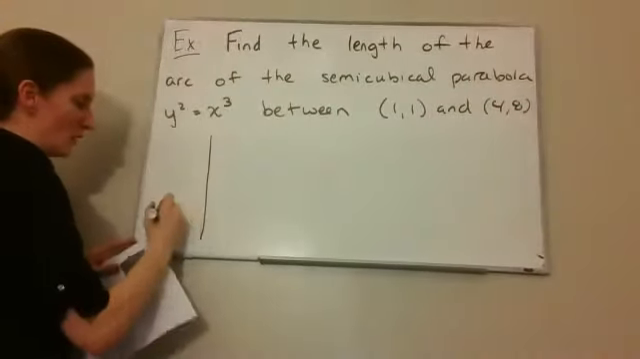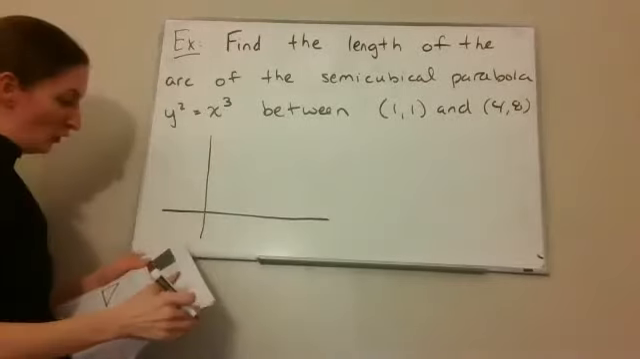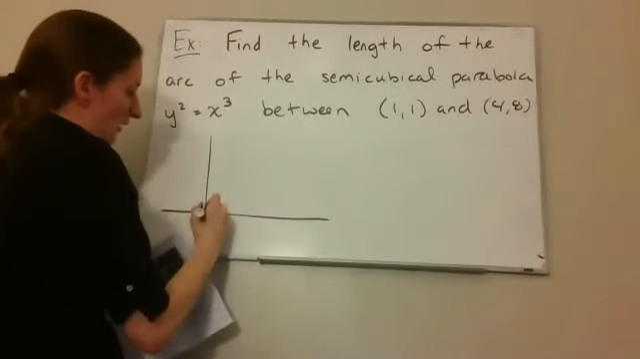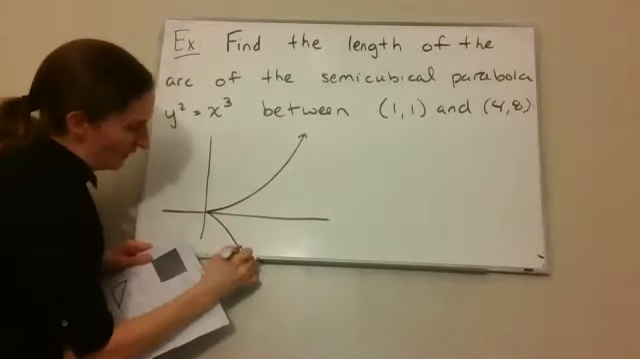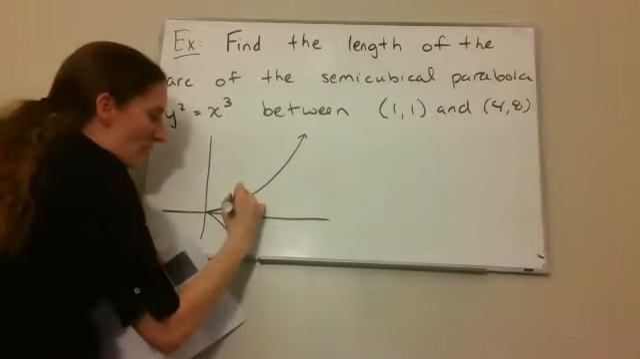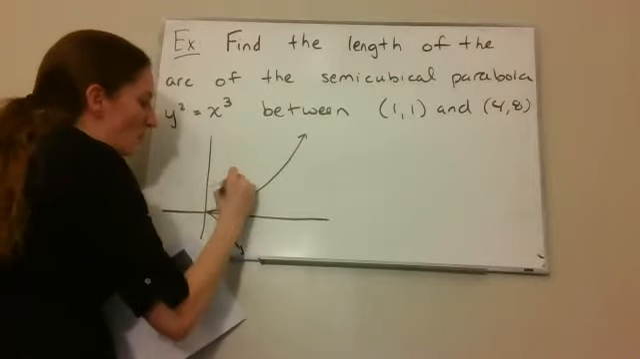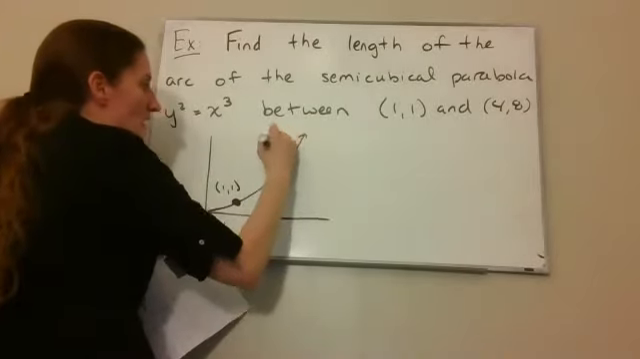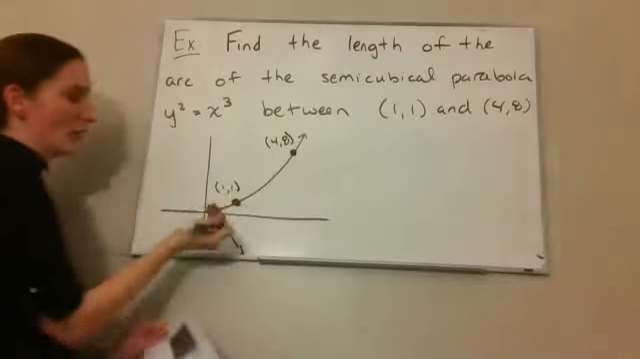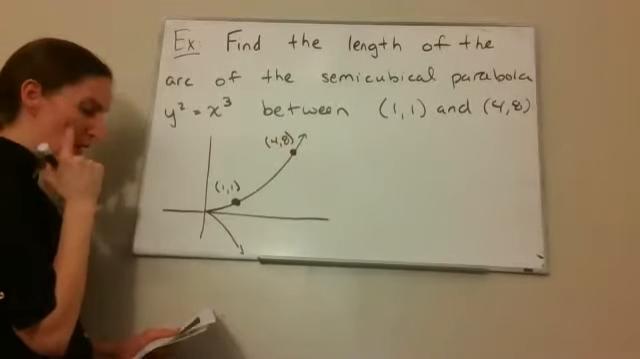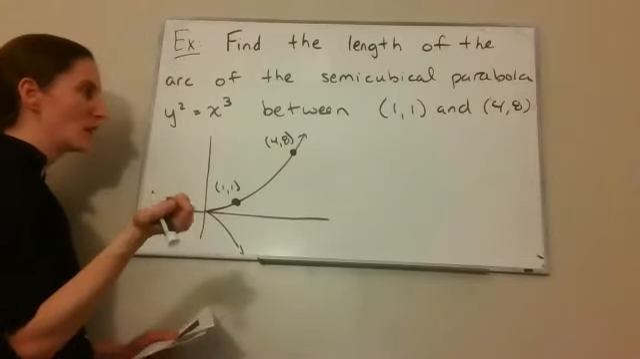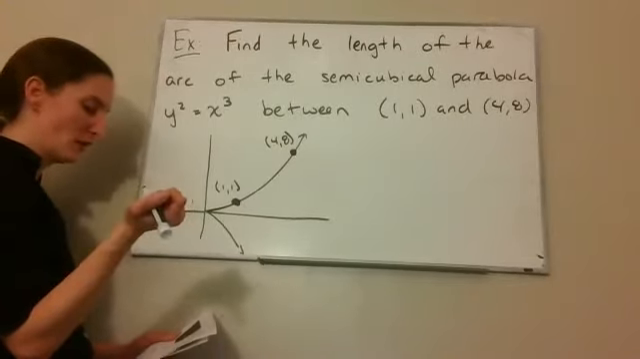Now, don't be too concerned by the name of the semi-cubical parabola. All you need to know is the curve looks something like this, but we only care about it between the points 1, 1 and 4, 8. So we're trying to find the length of that curve between those 2 points. And so we're going to be using that arc length formula.